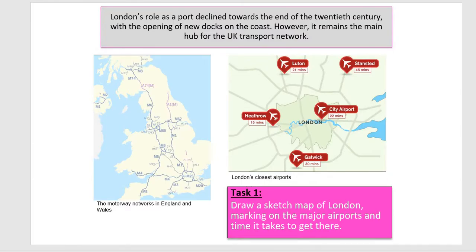In our modern day, London is still really important when it comes to transport. Obviously, the Docklands closed down. They no longer exist as working docks, but we do have other, more modern transport networks. If we look at the motorway network, we can see here we've got the M25, which is a motorway that circles London, and then branching off from it, we have motorways that can take you all across the country. We've got 5 airports, all of them really, really busy, all of them with flights going all over the country and all over the world.